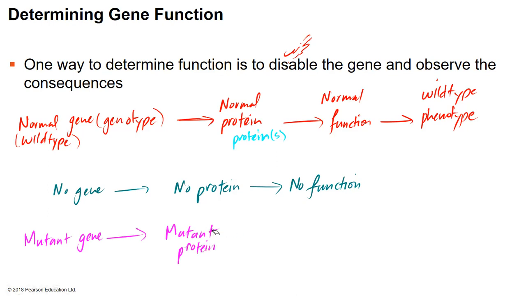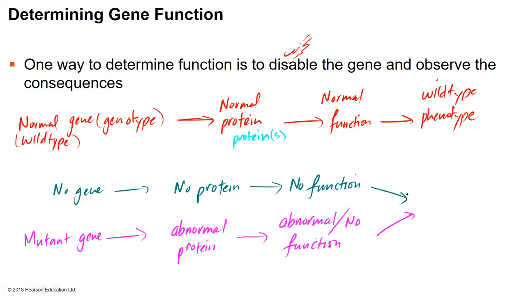It's not called a mutant protein. It's called abnormal protein. And then we could have abnormal function, abnormal or no function. And both could lead to what we call mutant phenotype.